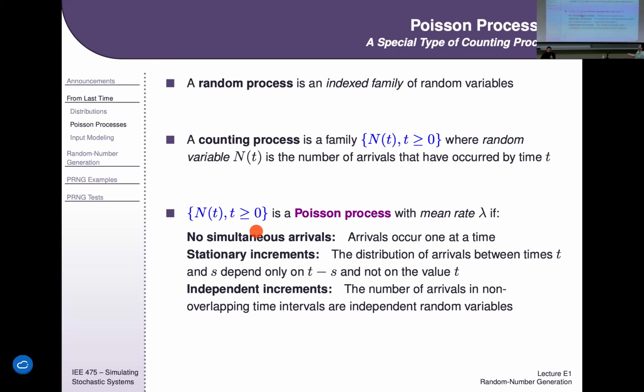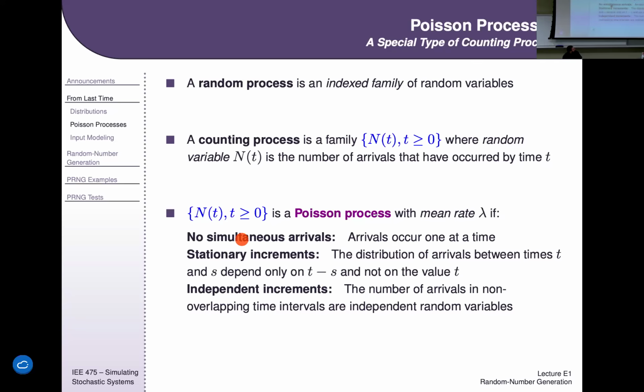But there's no simultaneous arrivals in a Poisson process, or they happen with probability 0. So other counting processes may allow, but there could be a 10% chance that the count increases by 5 at a particular time. That won't happen in a Poisson process. In a Poisson process, probabilistically, at most, you get one arrival at any instant of time. It is possible to get more, but they happen with probability 0.